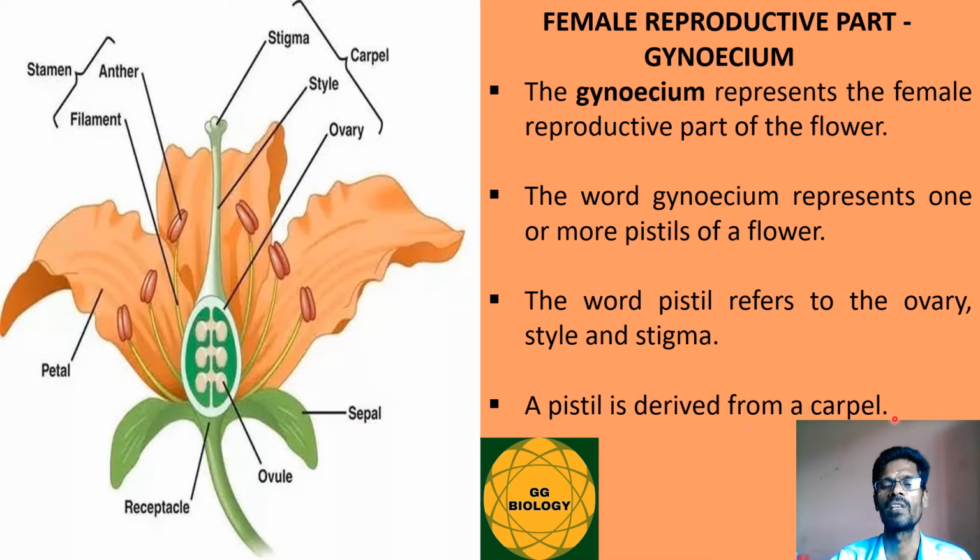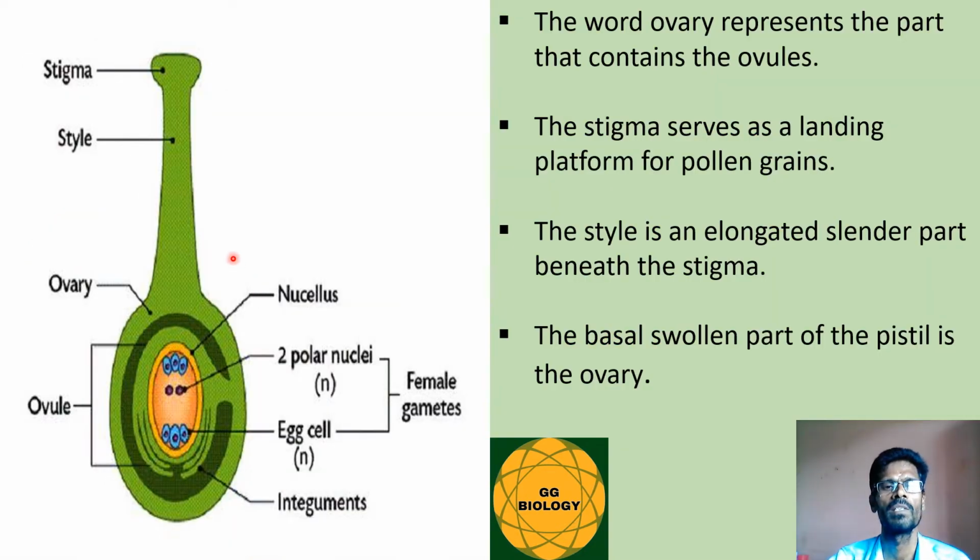The pistil is derived from the carpels. Altogether, the gynecium is derived from the carpel. The gynecium is made up of stigma on top, followed by a slender stalk-like structure called a style, and at the base it contains the ovary, which is enclosing the ovule inside. Once the pollen grains are deposited on the stigma, the pollen grains have to travel down the style, and finally reach the embryo sac for fertilization.